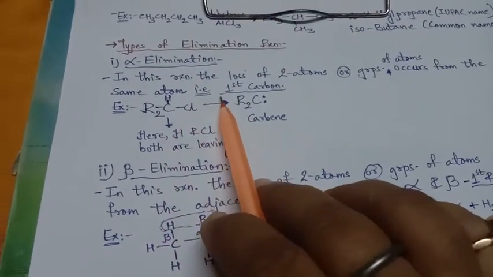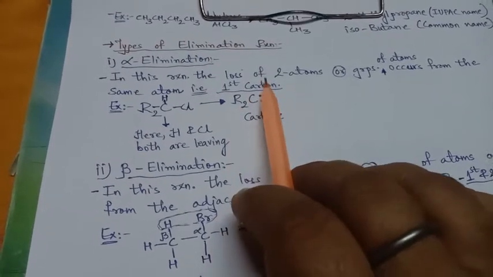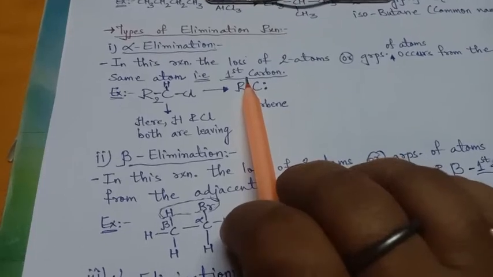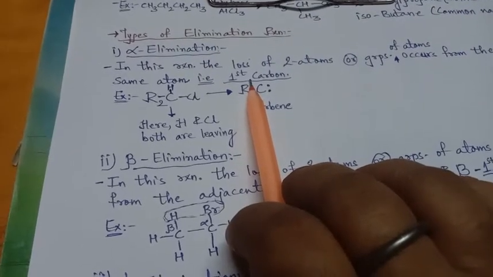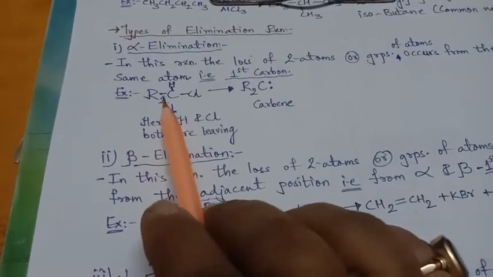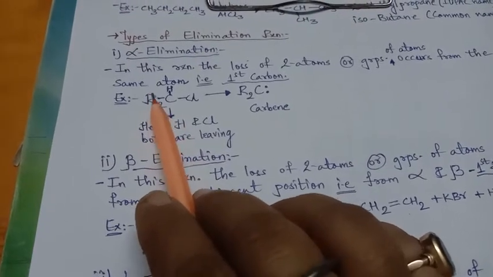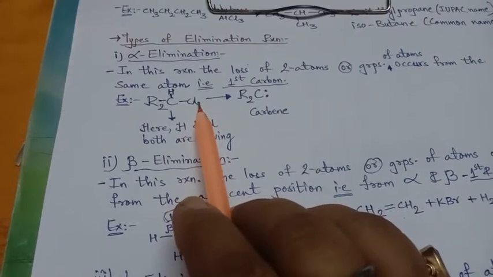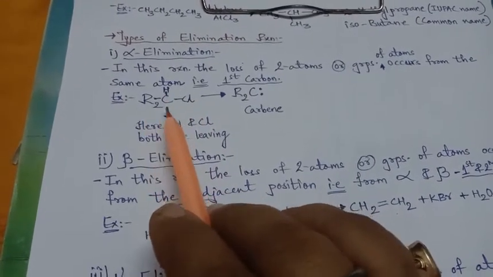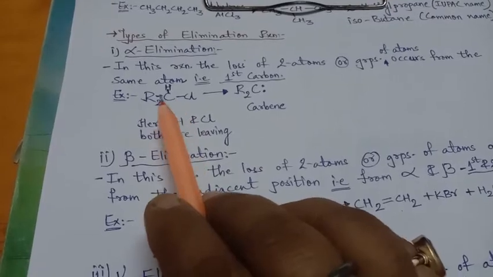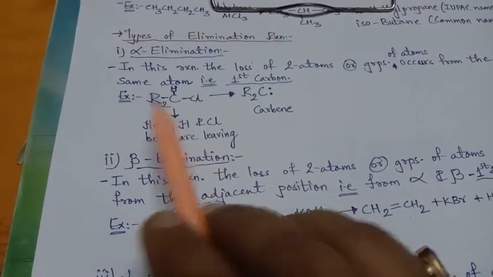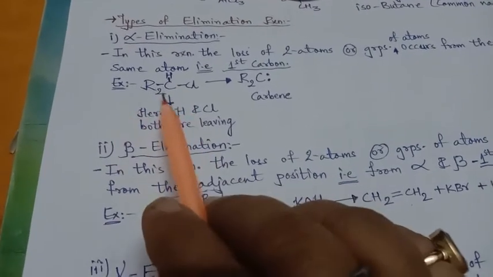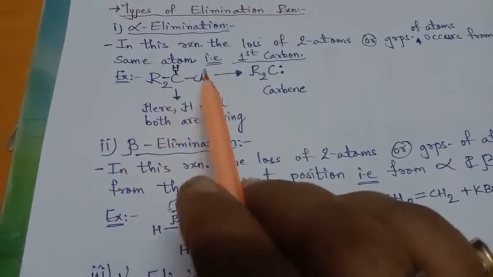Or we can say first carbon. When the loss of two atoms takes place from the first carbon in a carbon chain, it is alpha elimination, right? So what is here? Here R2, that means two alkyl groups are present over here, H and Cl. So two alkyl groups, one and one. So this carbon, 1, 2, 3 and 4 valency will be satisfied. But in condensed form it is written R2CHCl.